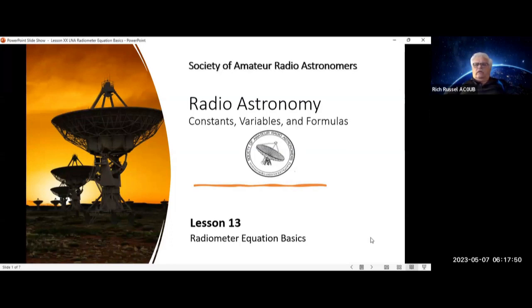This is Radio Astronomy, Constant Variables and Formulas. Lesson 13, Radiometer Equation Basics.